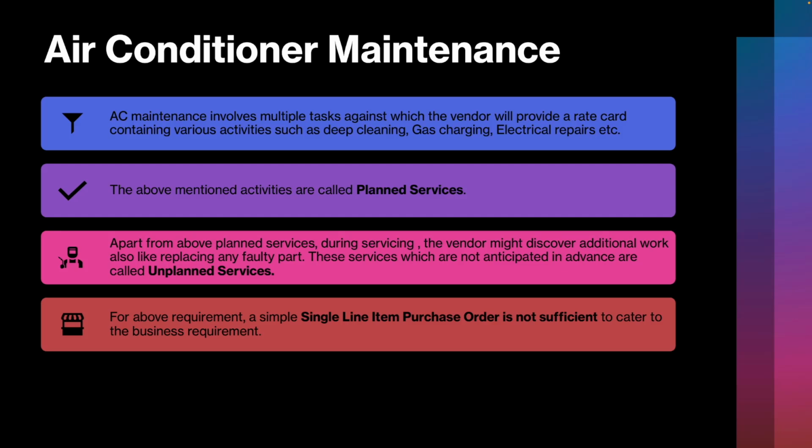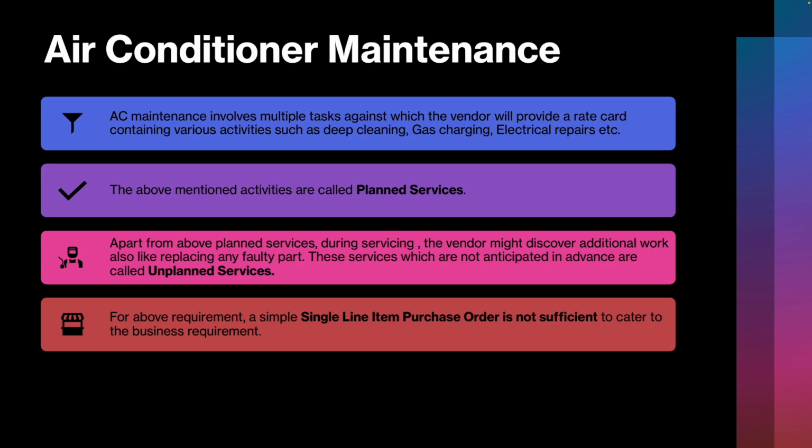Now, apart from these planned services, when the vendor actually starts the servicing of the AC, the vendor might discover that some additional work is also required, like replacing any faulty parts. Once you open the AC, only then will we come to know which parts have become faulty, and there is a requirement for replacement of those parts. Okay, so these services which are not anticipated in advance are called unplanned services.